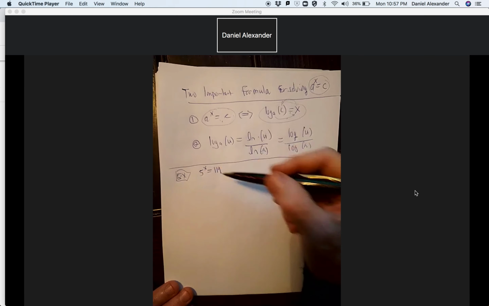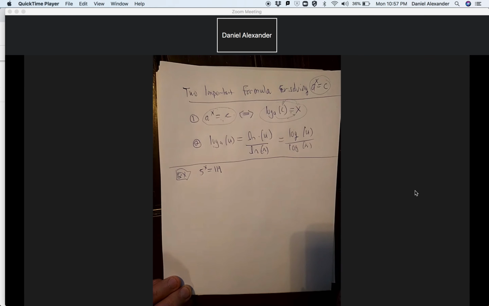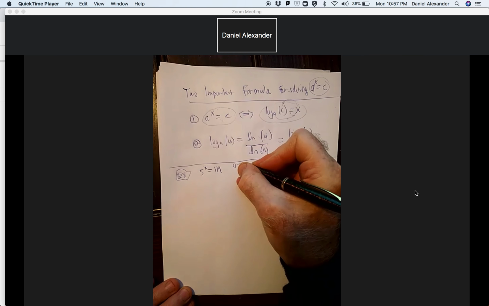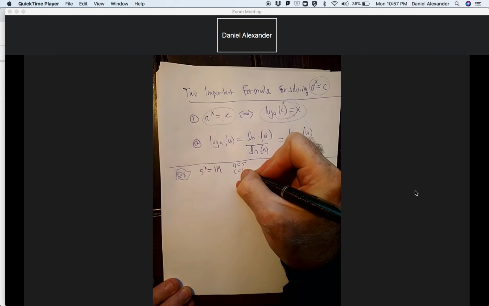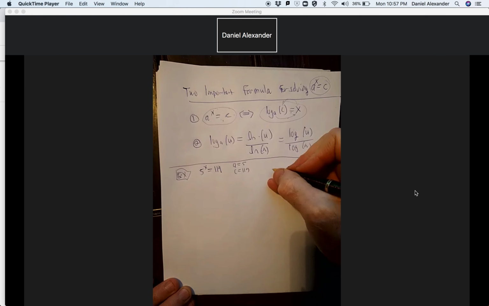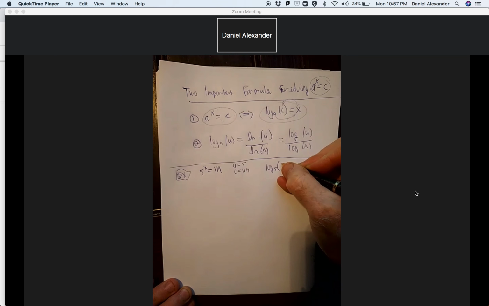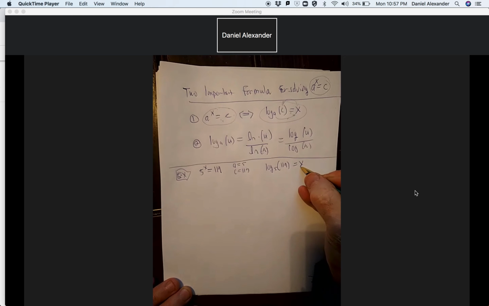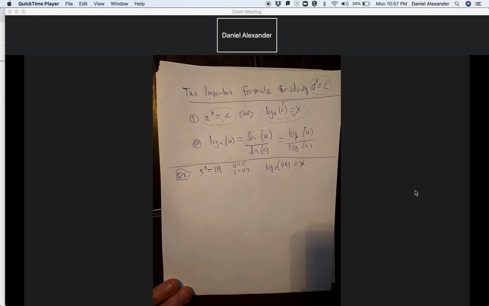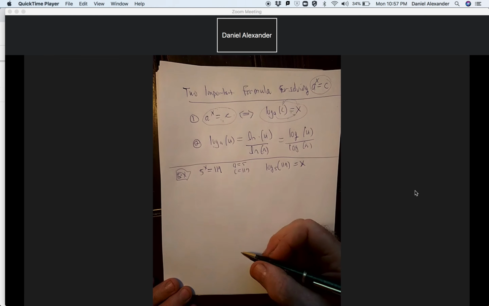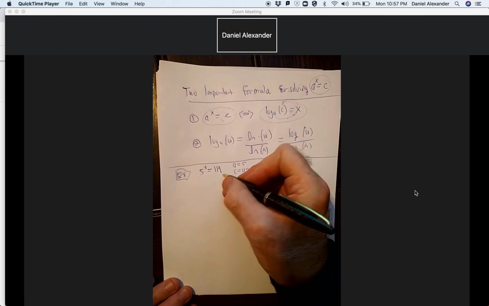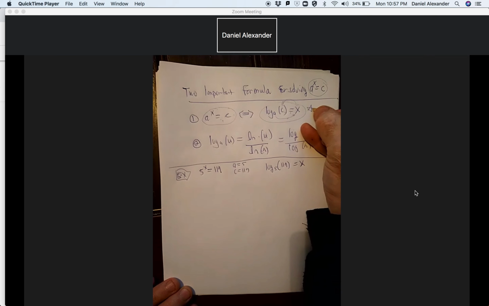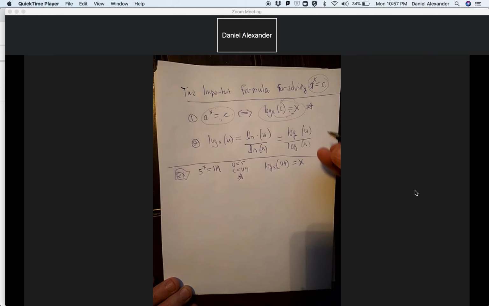So we'll start with this. 5 to the x is 119. So again, my a is 5, my c is 119. So I can rewrite this as log base 5 of 119 equals x. If I had a conversion for log base 5, I could just plug it in, but I don't. So here I used this formula, star, first, and this time I'm going to use the second formula, asterisk, to convert this.